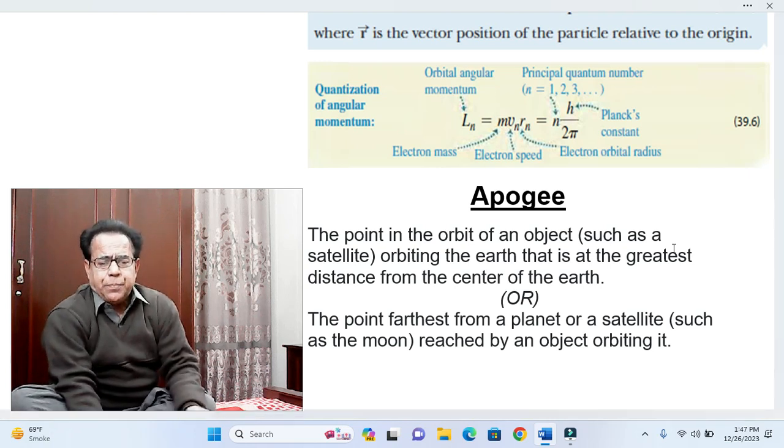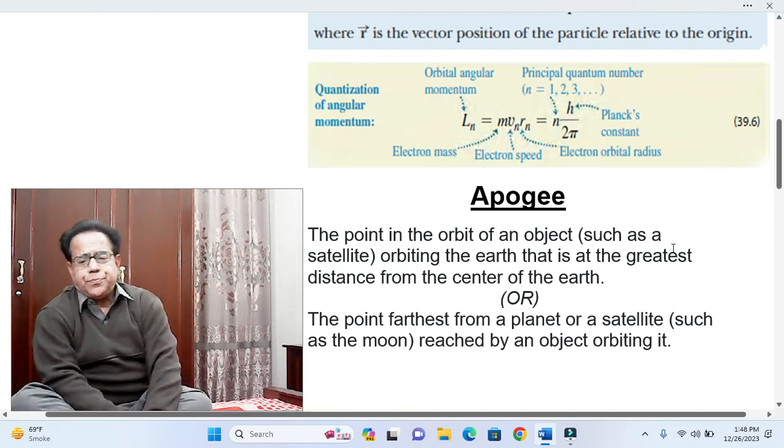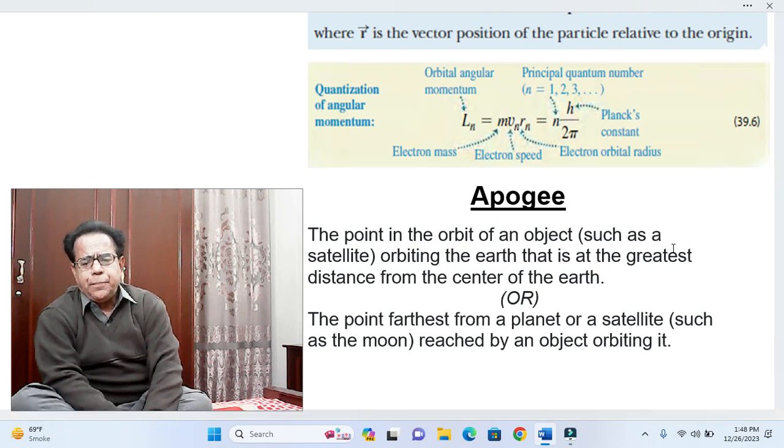Quantization of angular momentum: L_n is equal to m v_n r_n, where n is written as a subscript of v and r. Here L_n is the orbital angular momentum, m is the electron mass, v_n is the electron speed, and r_n is the electron orbital radius. This alternatively becomes equal to n h over 2 pi, where n is the principal quantum number, n equal to 1, 2, 3 and so on. h is Planck's constant.